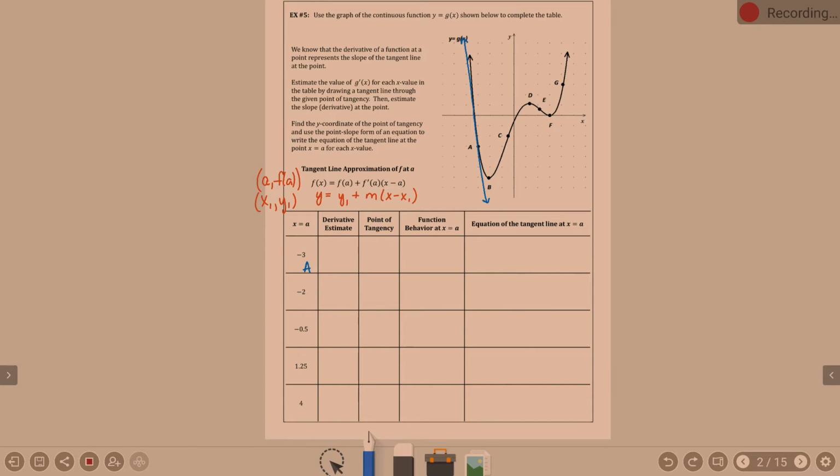What is our derivative estimate here? Actually, let's figure out the point of tangency first. What is this point? -3, -3. So the point of tangency is just your ordered pair, -3, -3. Derivative estimate? I have -7/2.